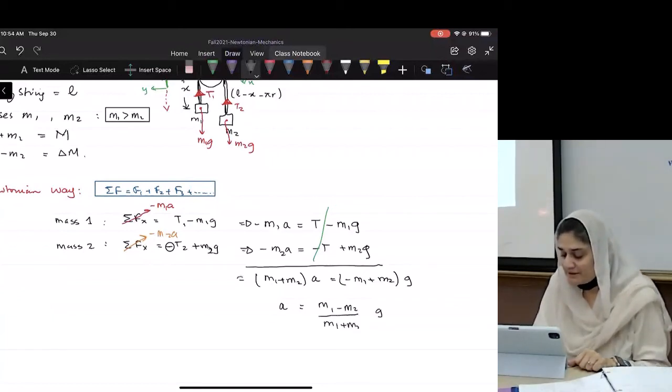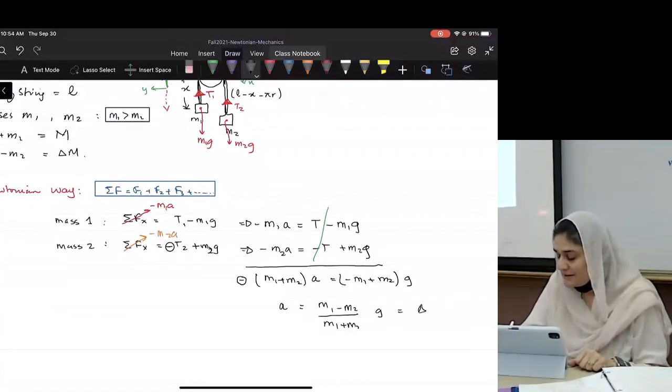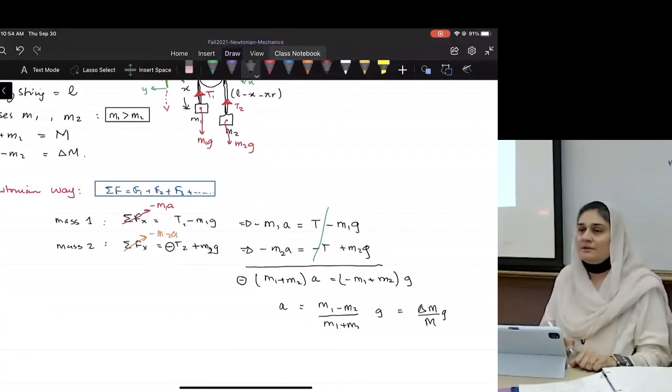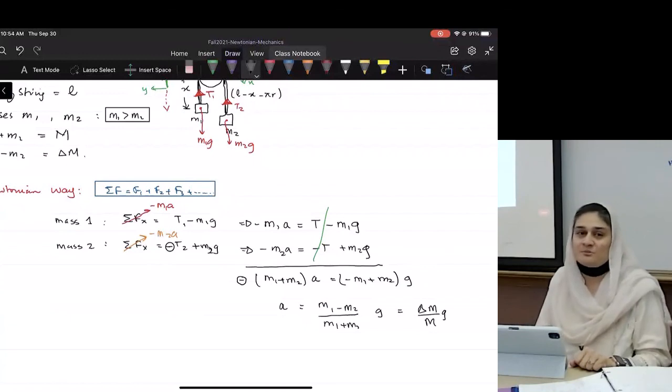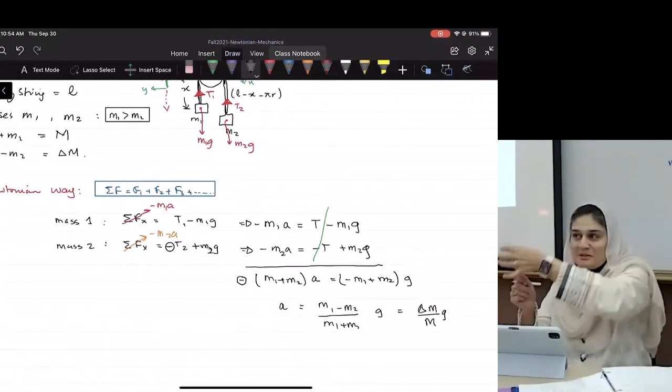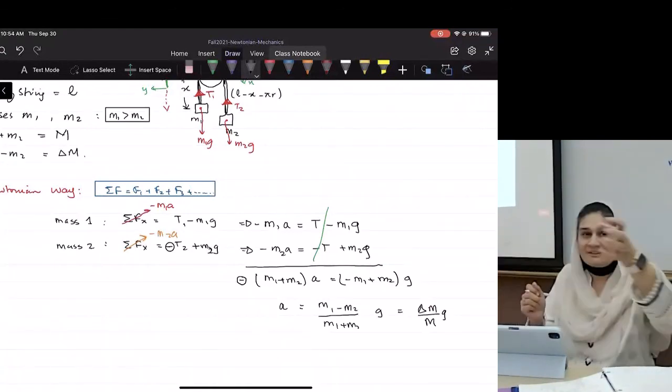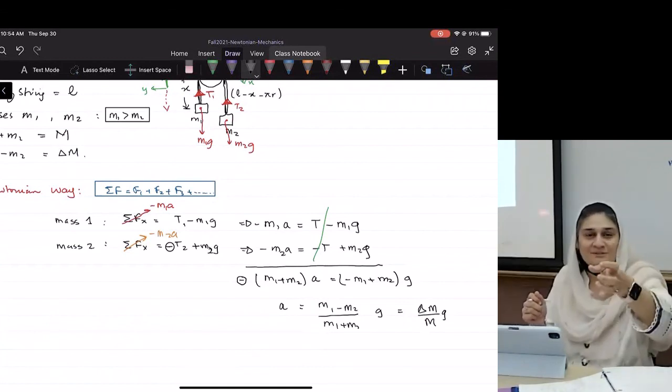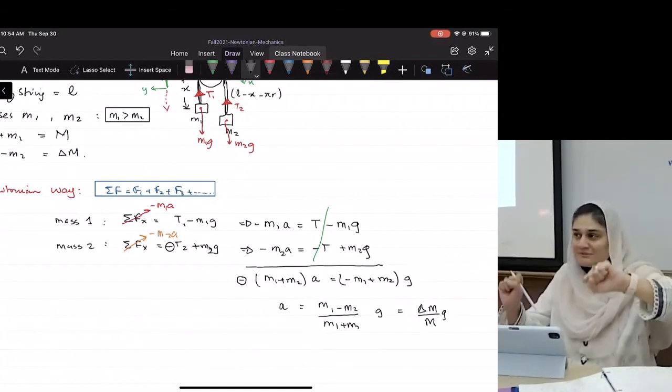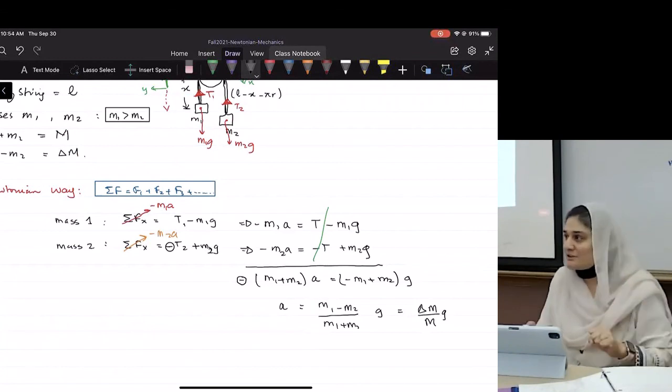There's a minus sign here. May I rewrite this acceleration as delta M over big M G? You have seen this expression before in intro 1. There was a whole lab where you did this with the Atwood machine, right? You took one mass and you exchanged the mass over all the time. Did you not? And you found out how faster and faster it was going.